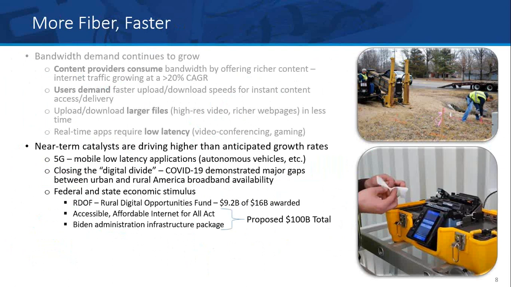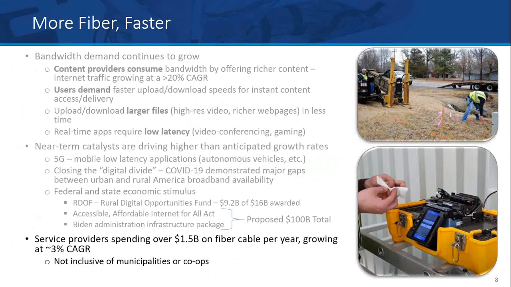You've heard a couple different things. There's some folks in Congress today putting forth a new bill, this Accessible Affordable Internet for All Act. That's actually being led by a representative from South Carolina, Rep. Clyburn. And then you've got the Biden administration infrastructure package as well, where they're talking about $100 billion worth of funding to address rural broadband internet. So a lot of things in the works here to grow the deployment.